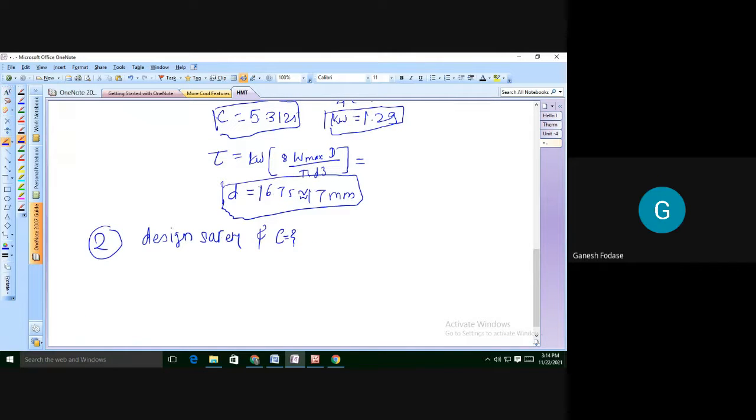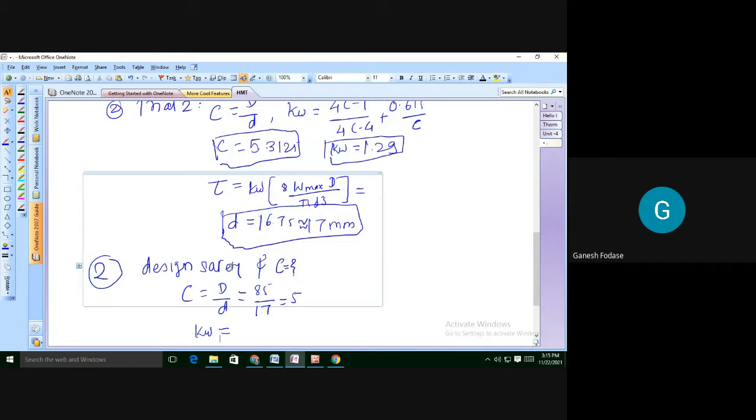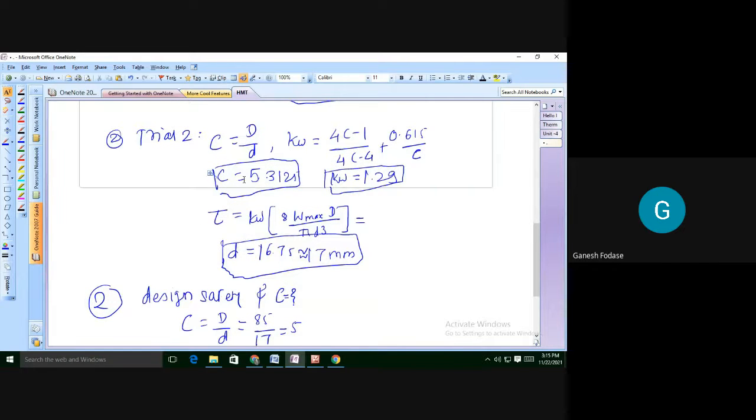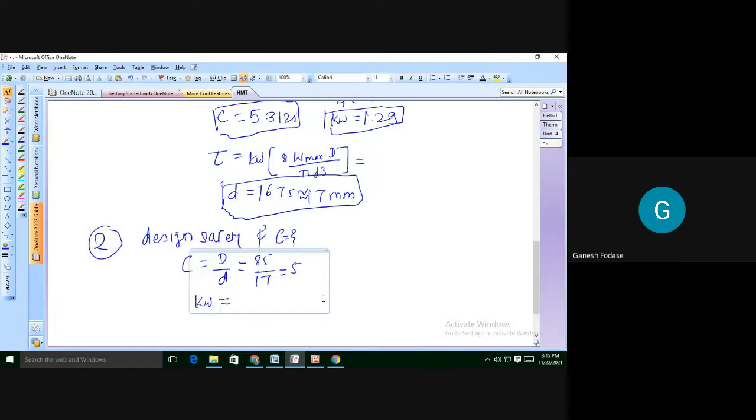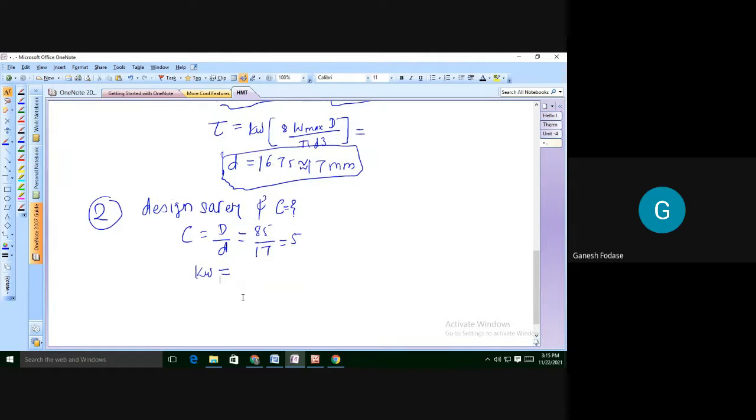So we know that C is equal to capital D upon small d. Both are known to you. It is 85 upon small d, how much? 17. So I'm saying it is 5. Now, if C is this, then we can find kW using the relation known to you, that is 4C minus 1. Because you can see, in the initial case, how much C we took is 5.3125. Now we are taking 5. So kW will change, and kW value is, just put in the formula and find out kW.